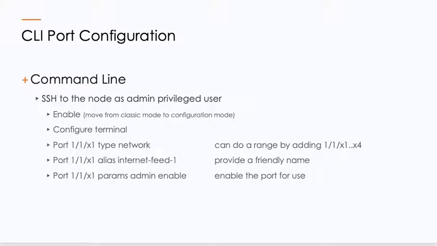The next thing we're going to do is issue the port alias command, which means we're going to give it a friendly name, something that tells us what that port is, so we don't have to go back and look at diagrams. We can see very quickly in our example that this is an internet feed. The next thing we're going to do is tell it to administratively enable the port. Until you do that, that port can't be used. So let's get into it. Let's demo that functionality. So I'm going to go ahead and log into the box.